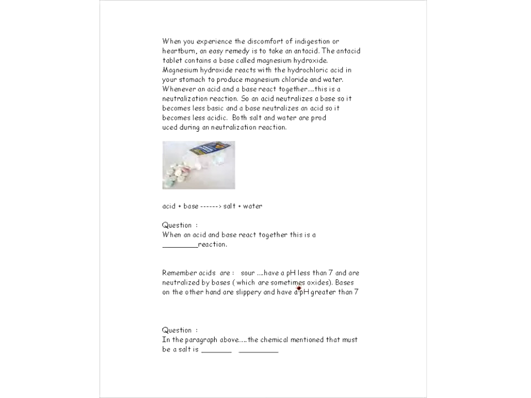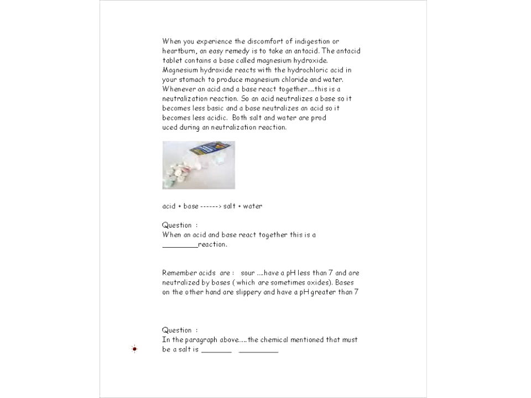Bases, on the other hand, they're very slippery. So if you've got a soap, that would be a base, right? And bases have a pH greater than 7. Okay, so those are some important ways to differentiate between acids and bases.